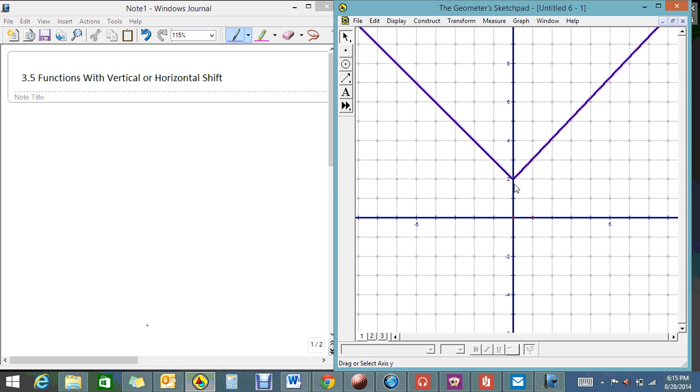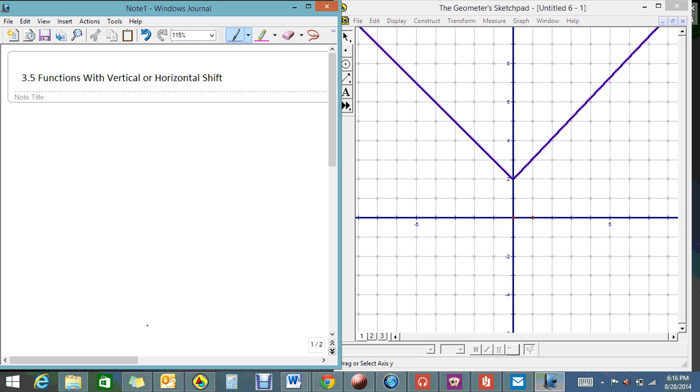Well, the way we would write that would be, so we still have this absolute value of x, and all we've done is added 2. Okay? It would still be f of x. In fact, if we just want to go up and down, all we do is add something onto it. And doesn't that make sense?